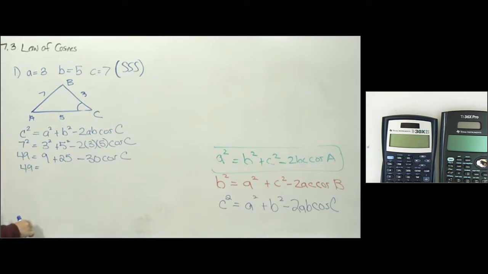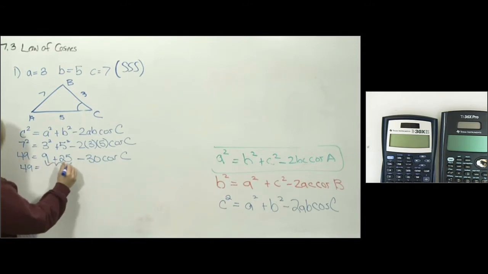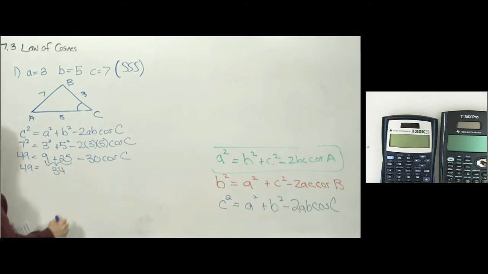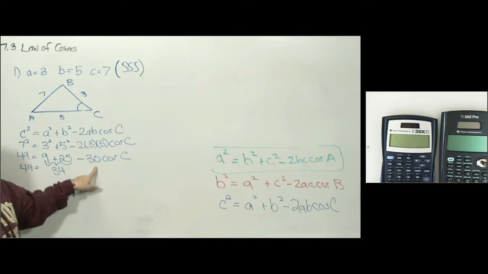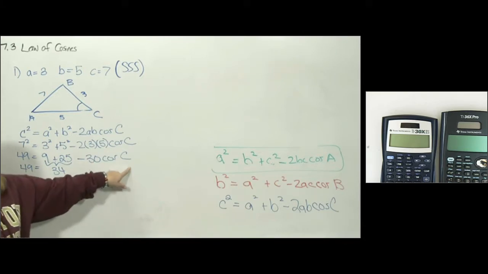All right, here's the first boo-boo. Y'all jump the gun and you start going 9 plus 25 minus 30. You cannot put all three of those numbers together. You could put the 9 plus 25 together, and that makes 34. But you cannot subtract the 30, because it's not subtracting 30. It's subtracting 30 cosine C.